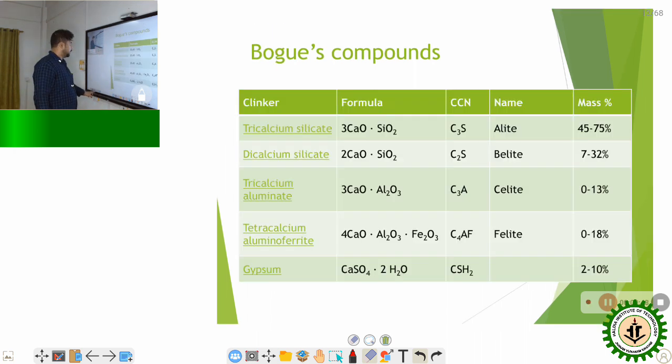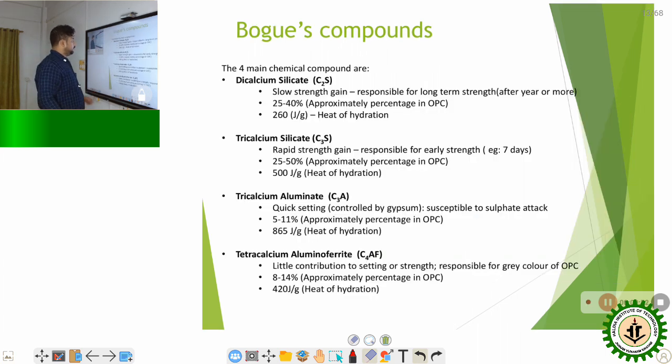These constituents are for OPC only. Tricalcium silicate has rapid strength gain and is responsible for early strength, for example at 7 days, approximately 25 to 50% in OPC, with 500 joule per gram heat of hydration. Tricalcium aluminate gives quick setting, controlled by gypsum, susceptible to sulfate attack, approximately 5 to 11% in OPC, at 65 joule per gram heat of hydration.